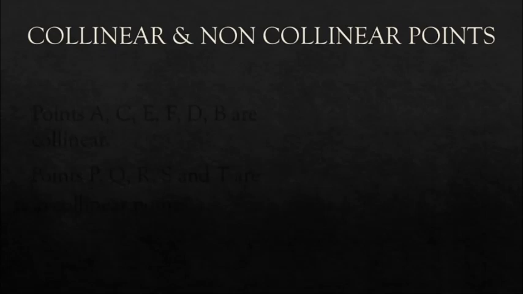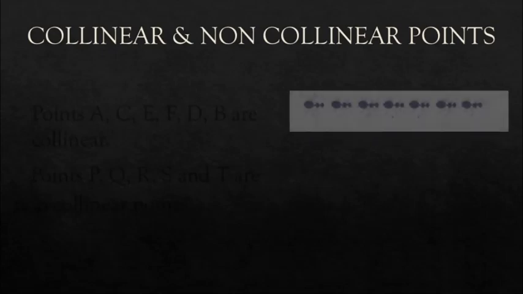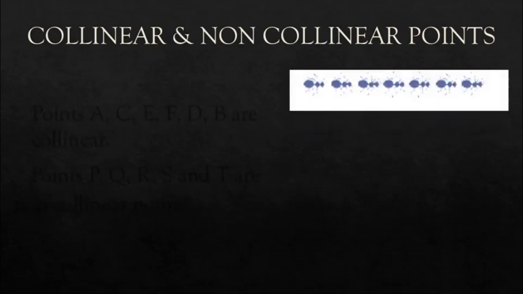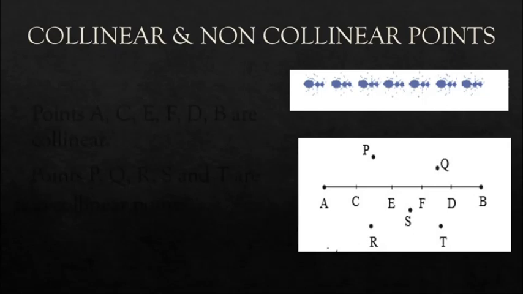Next is collinear and non-collinear points. Look at the picture. What you can find here, all the ants are walking in a straight line. So collinear points are three or more points which lie on a single line. Those points are called collinear points. What will be non-collinear points? The points which do not lie on the same line. Those are called non-collinear points.